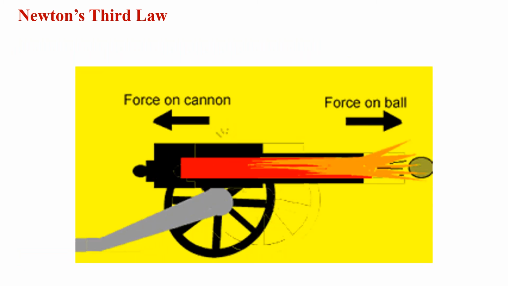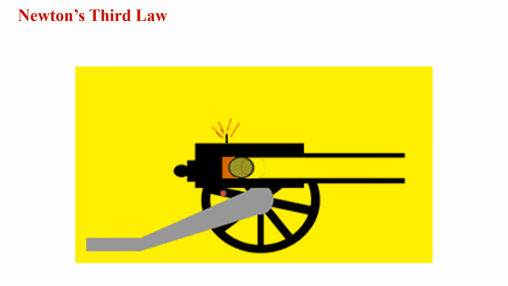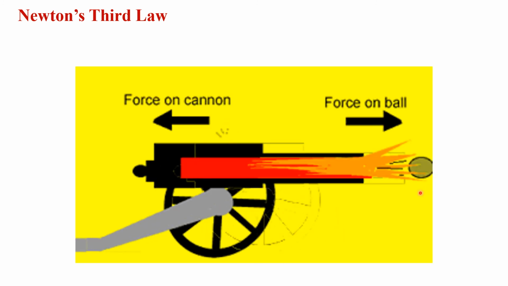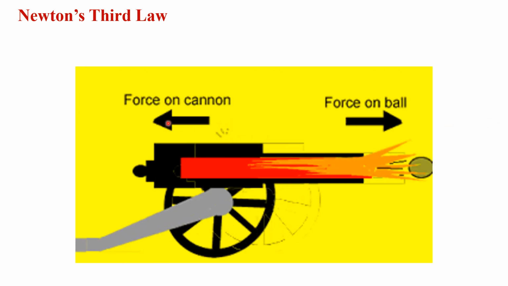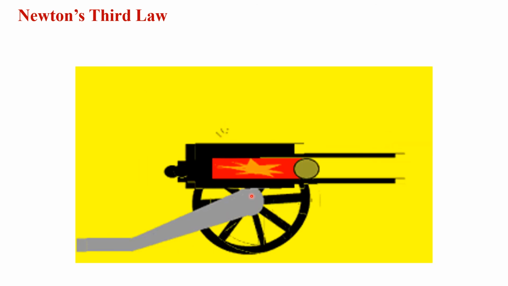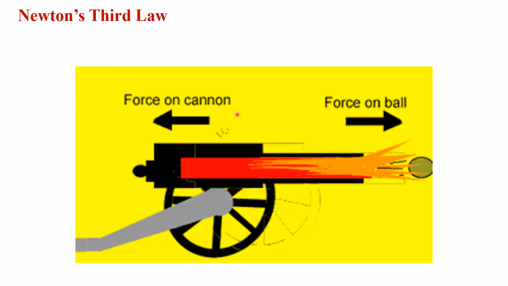Another example of Newton's third law of motion is shown here. When this cannon applies force on the metal ball in this direction, the action force, due to this a reaction force is applied on the cannon, and the cannon is slightly shifted due to the reaction force. This is also known as recoiling.